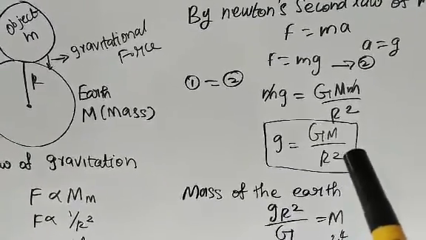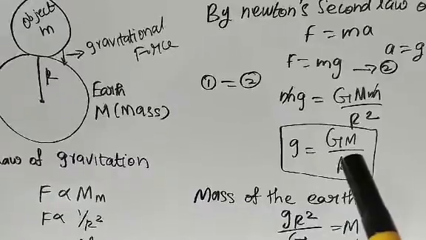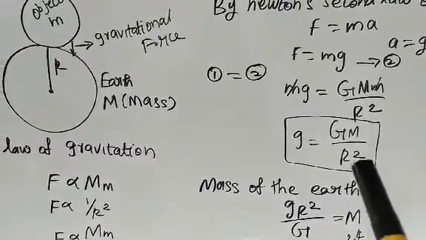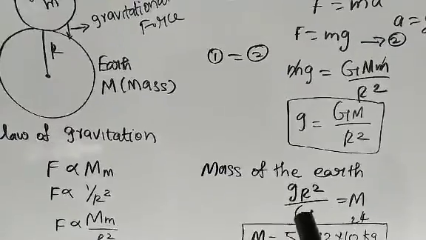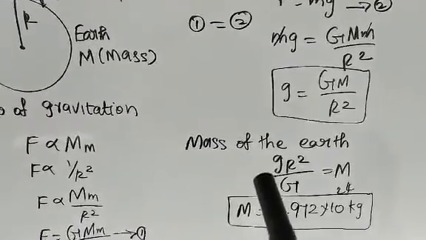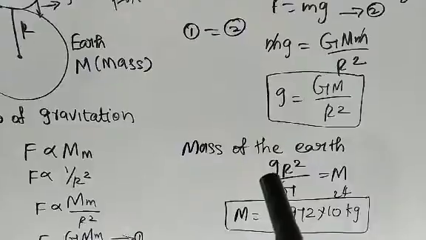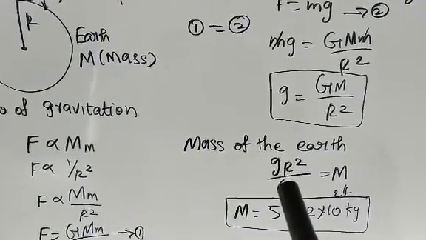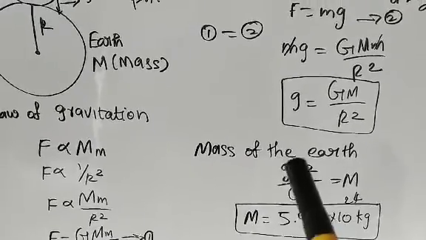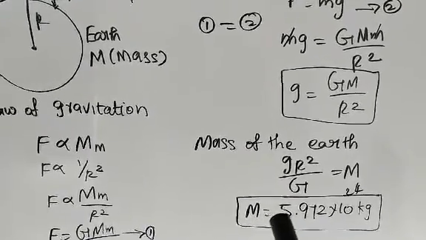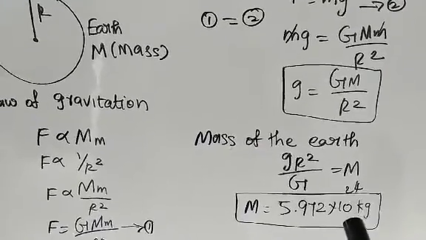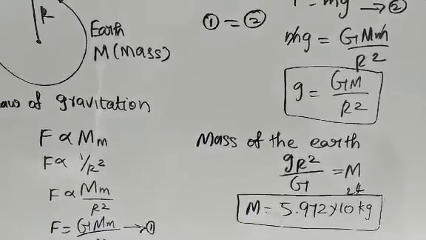So with the help of this equation, we find the mass of the earth. Mass of the earth, M, is equal to g into r square by capital G. Here g is acceleration due to gravity, r is the radius of the earth, and G is the gravitational constant. Substitute all the values. We find the mass of the earth, M is equal to 5.972 times 10 power 24 kilogram.